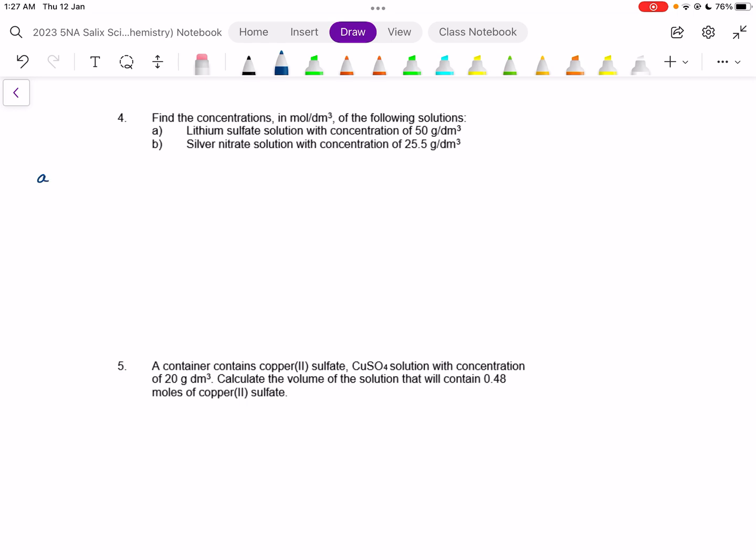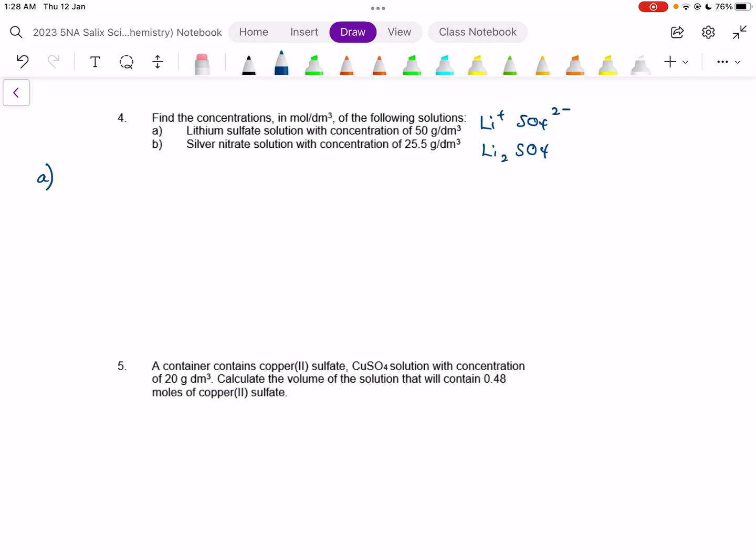Okay, so for A, the first one is lithium sulfate. Find the concentration in mole per dm cube of the following solutions. This one is your lithium sulfate. So lithium sulfate is Li+ and SO4 2-. You do a crisscross and it becomes Li2SO4. So good to go already.